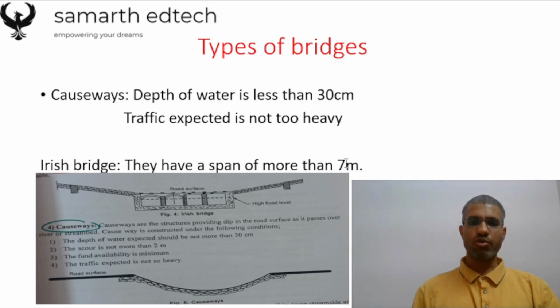Then there is Irish bridge. They have a span of more than 7 meter and it is actually a very tough, sturdy bridge. So this is the diagram of your Irish bridge, and try to remember these diagrams because UPSC generally asks to make diagrams as well as to write at least 30 to 40 words about these bridges.